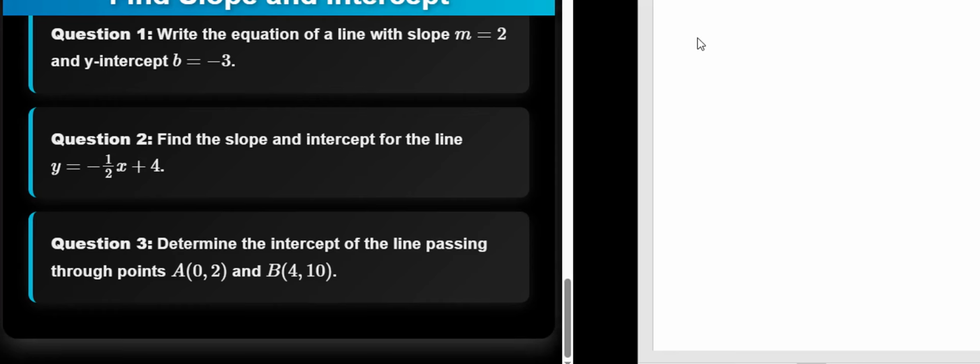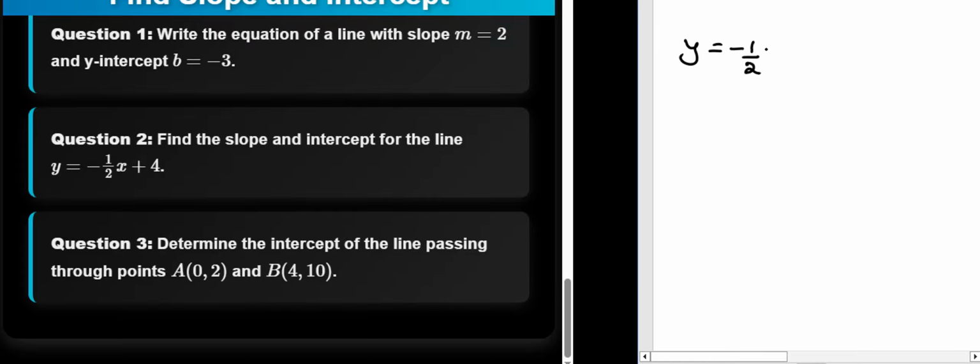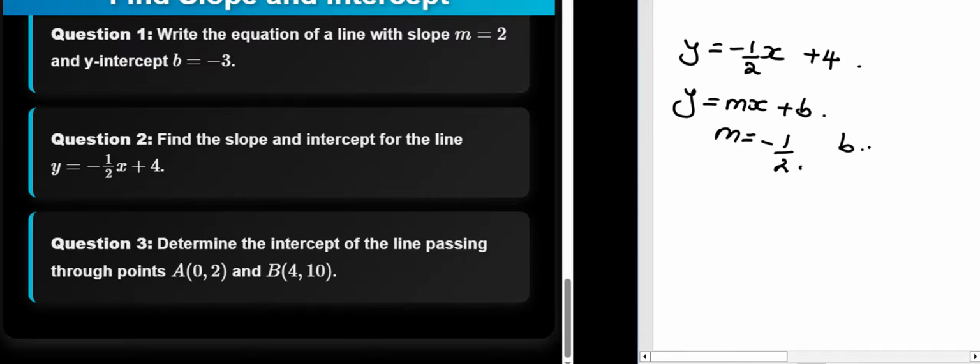Can we try another example where we are told to find the slope and intercept for the line y is equal to -1/2x plus 4. So in this case, our equation of a straight line is given by y is equal to mx plus b, where m is the gradient of the line. So in our case, m is given by -half, and b, which is the intercept, is given by 4.